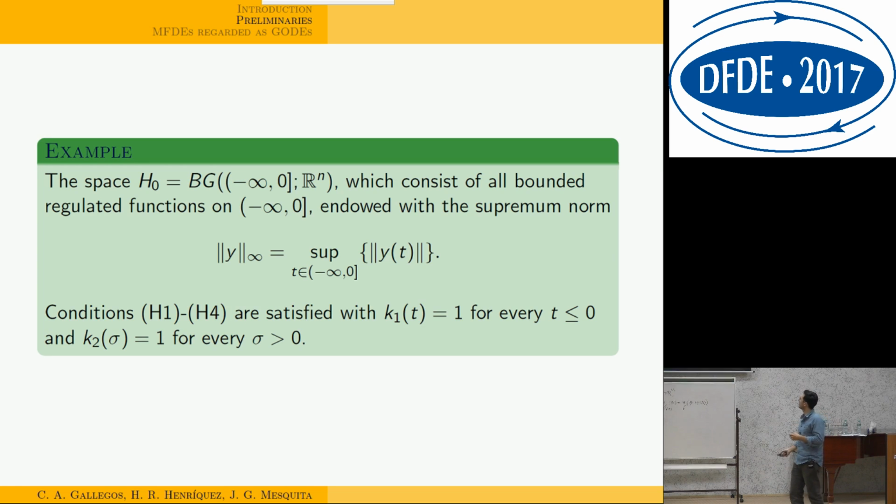Well, a clear example that we can use is the following example of phase space. We can think of the space of all bounded regulated functions from minus infinity to 0 to Rn, endowed with the supremum norm. It's a Banach space, and furthermore satisfies the conditions H1 to H4 with constant functions.